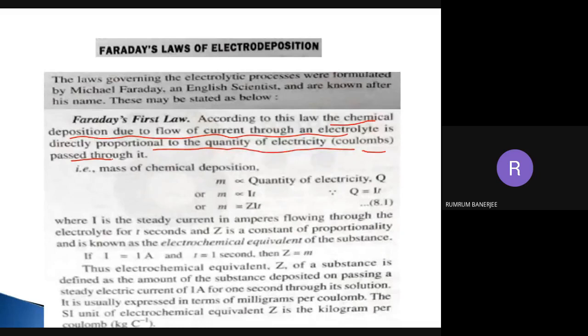If I equals 1 ampere and t equals 1 second, then Z equals M. Thus, the electrochemical equivalent Z of a substance is defined as the amount of the substance deposited on passing a steady electric current of 1 ampere for 1 second through its solution. It is usually expressed in terms of milligrams per coulomb. The SI unit of electrochemical equivalent Z is the kilogram per coulomb, that is kg per C.